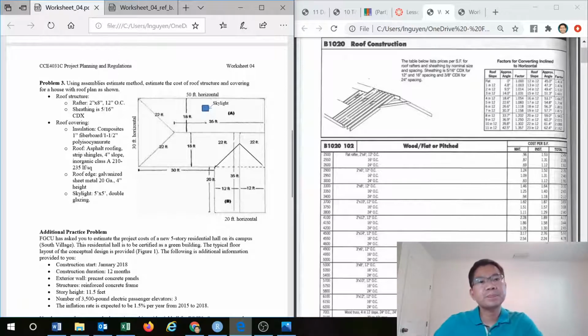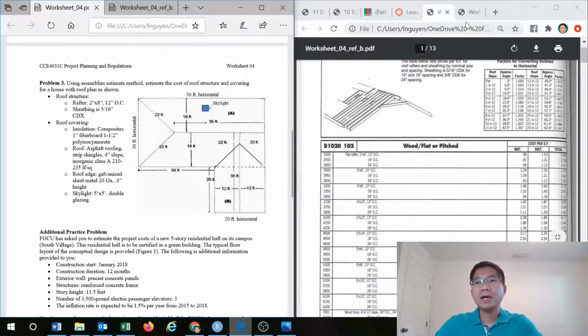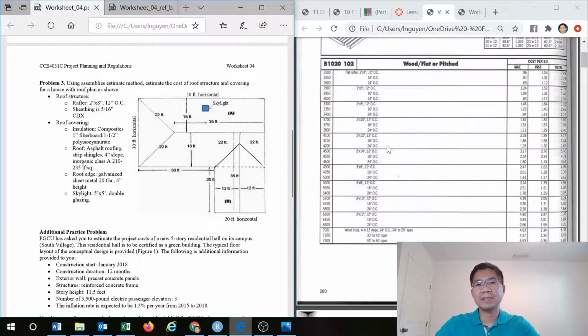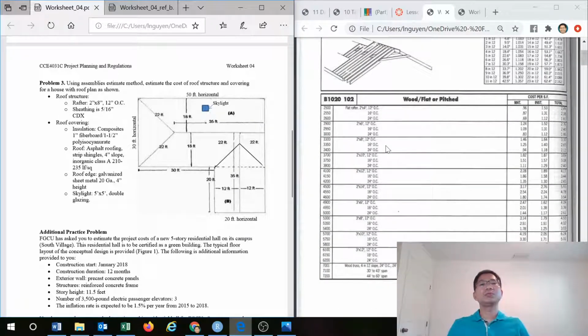So what should we do? The references we need for these problems are worksheet 4 and reference B, for this assembly estimate. Those two need to be with you to do these problems. First things first, we need to find the quantity. In this case, what is the area in square feet of this house? In the layout here, they divide it into 2 rectangles. The first one is the main building, that is area A, and the garage, B. Everyone see that there.